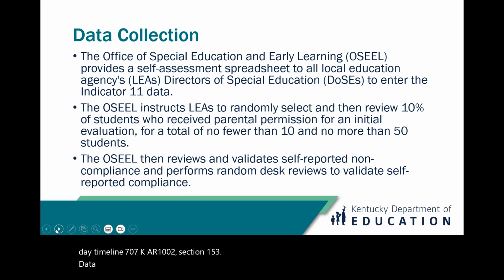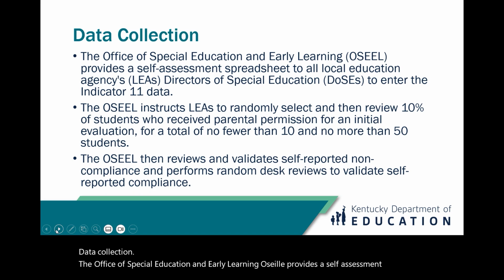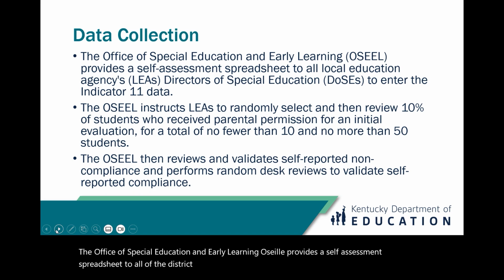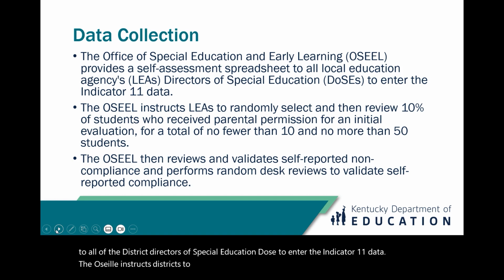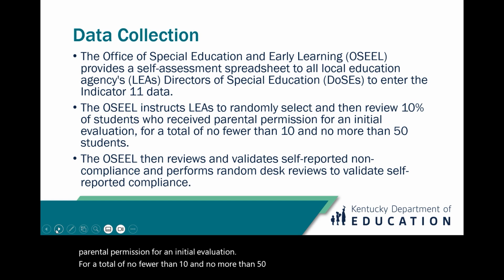Data collection. The Office of Special Education and Early Learning, OSEEL, provides a self-assessment spreadsheet to all of the district directors of special education, DOS, to enter the Indicator 11 data. The OSEEL instructs districts to randomly select and then review 10% of students who receive parental permission for an initial evaluation, for a total of no fewer than 10 and no more than 50 students.